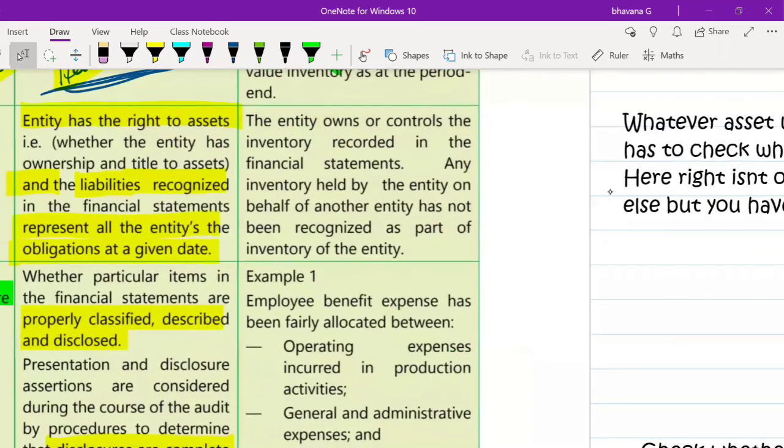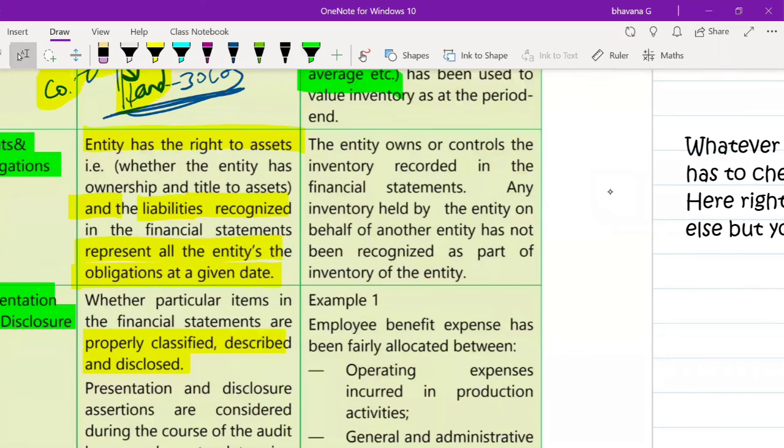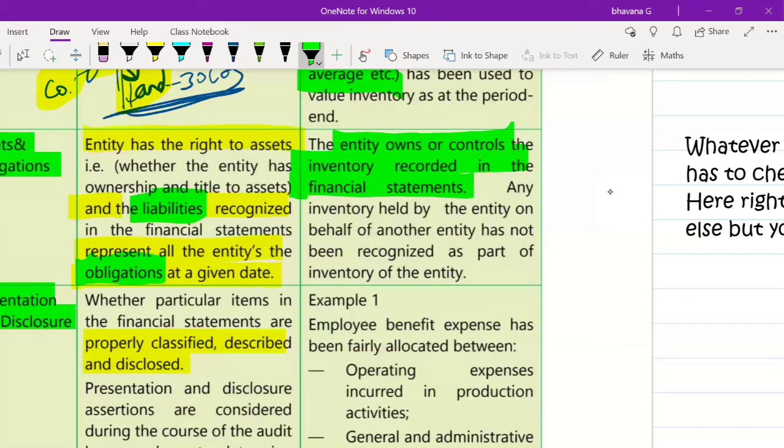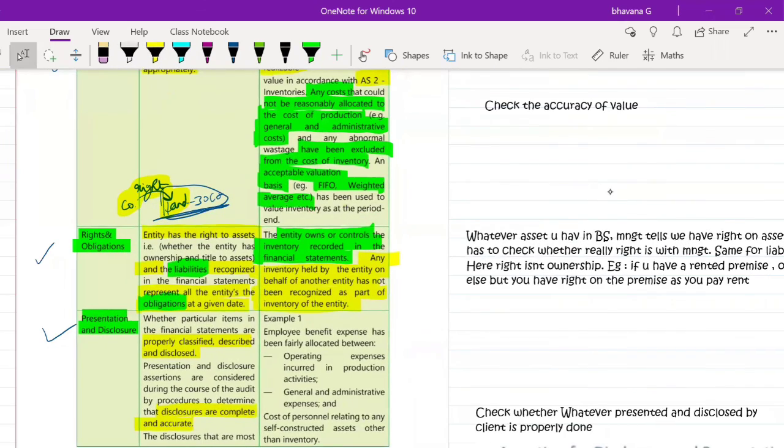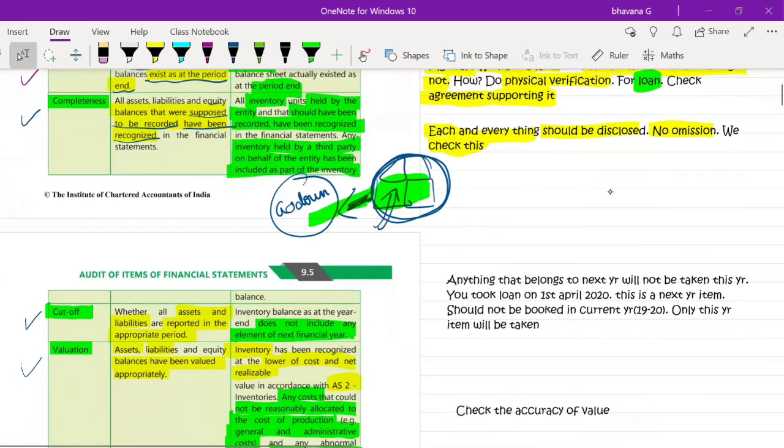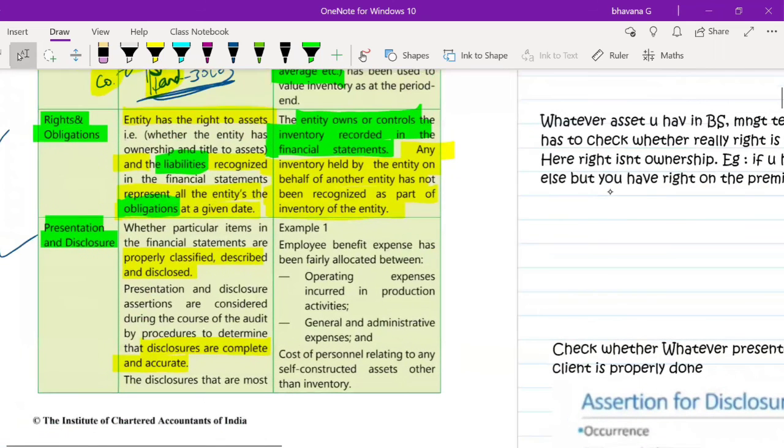Next is rights and obligations. Here, rights means the company has right over the asset, or if it is a liability, whether the company is the one who is responsible for that liability, you have to see. So in case of inventory, the entity owns and controls the inventory recorded in the financial statements. You have to see whether the entity is the owner and also has complete control over the inventory. That means complete right over the inventory. Any inventory held by the entity on behalf of another entity has not been recognized as a part of inventory of the entity. In such case, the rights will not be with us, right? This same point we saw somewhere else, I guess. Yes, okay. So whatever is relating to that entity only, on that inventory only, our entity will have the rights.